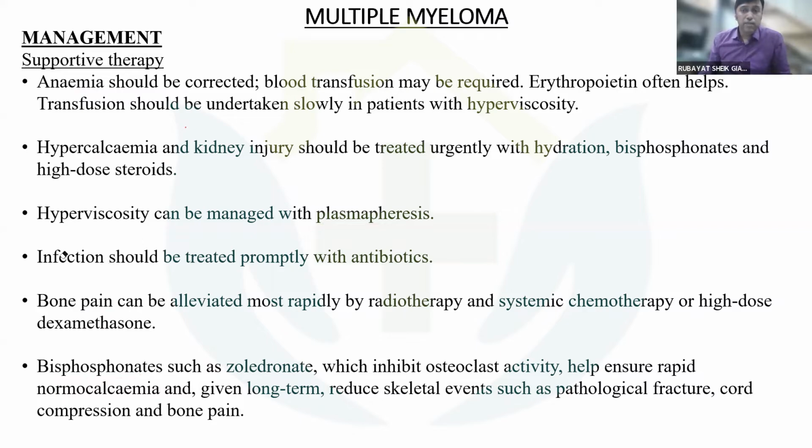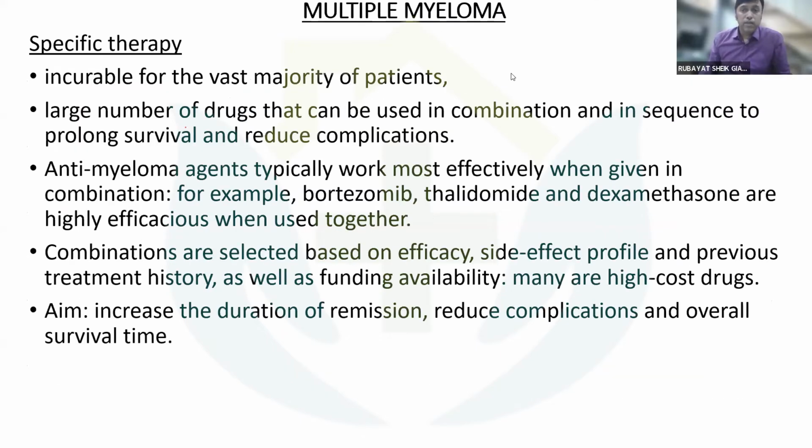And the specific therapy that is used nowadays, the basic thing is that it's not a curable disease. Basically, we are treating the patient to increase the duration of remission. Because once you treat, the patient goes into remission, and then the symptoms will recur. Our aim is to increase the duration of the remission. Number two, to reduce complications and to increase survival time. It's not a curable disease. So we aim to treat with these aims in mind.